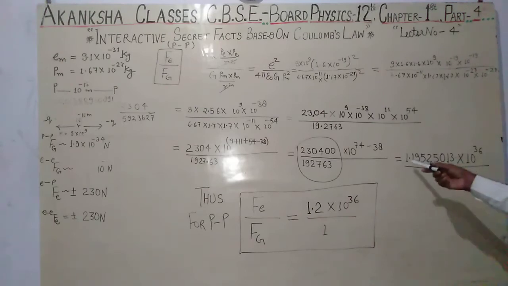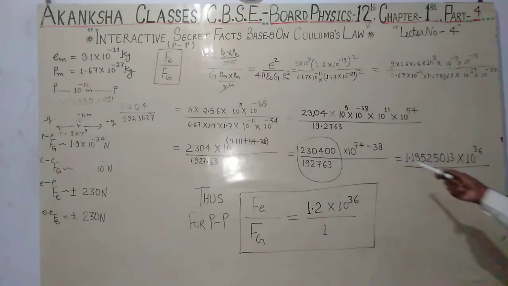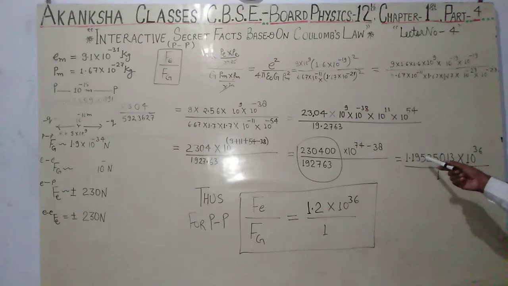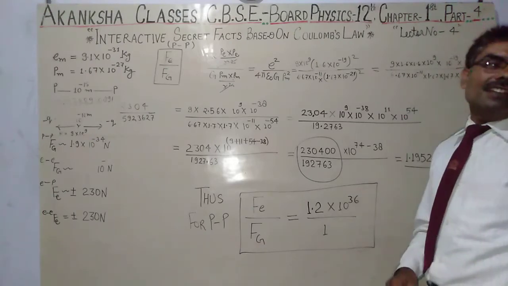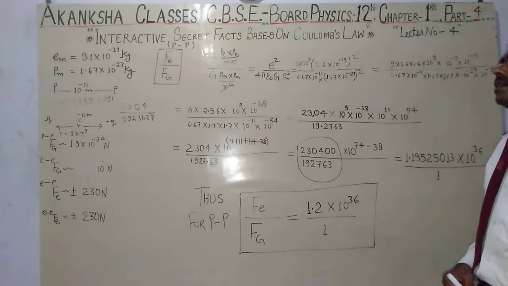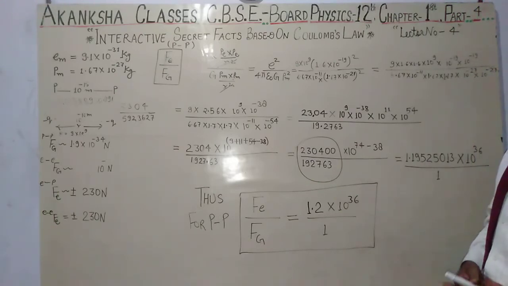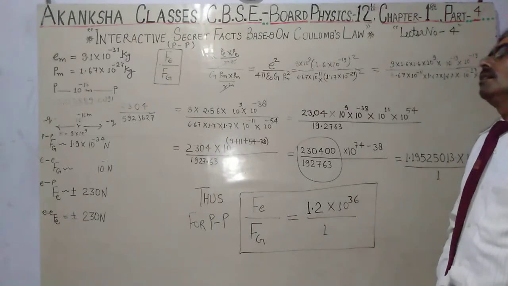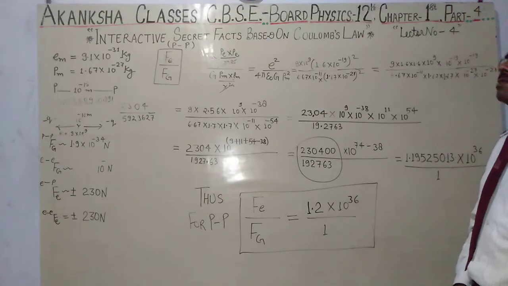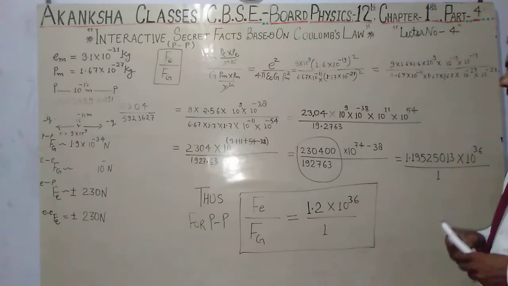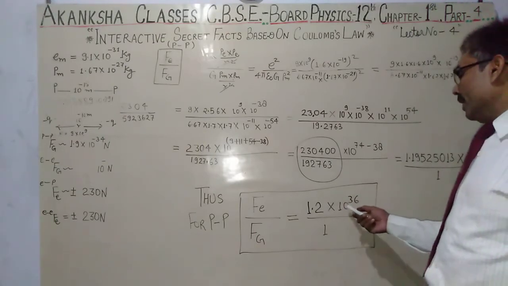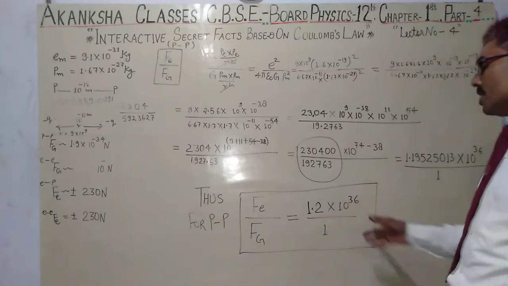The ratio becomes 1.19525019 into the difference of exponential number, which becomes 36. Thus we get 1.19525019 into 10 power 36 by 1. Now we have reached a position where we can say that the ratio between the electrostatic force and gravitational force between two protons, regardless of the distance between them, is always equal to 1.2 into 10 power 36 by 1. That is the required ratio.